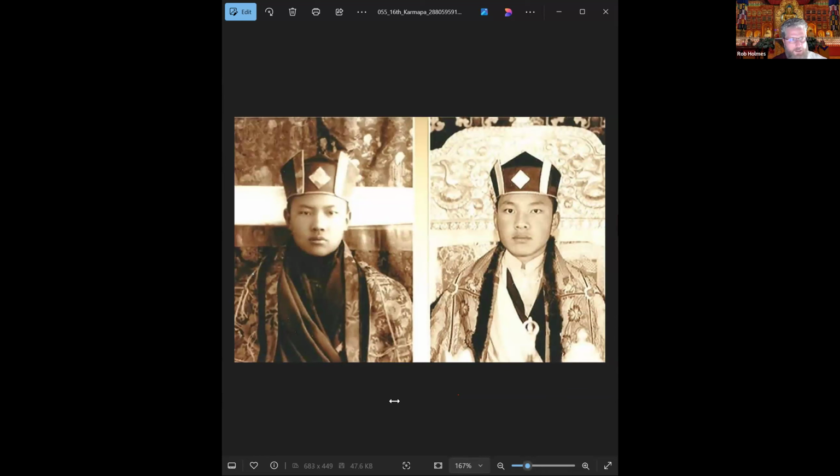There are other photos like this showing the 16th and the 17th Karmapa at different ages, and how they look very similar.